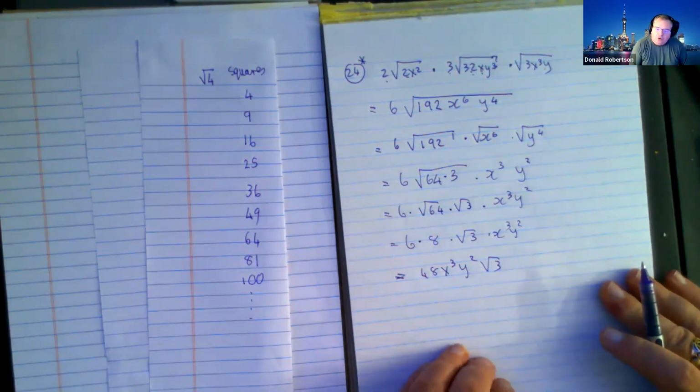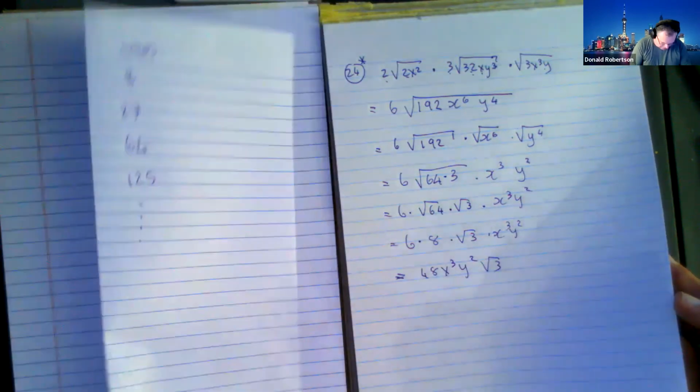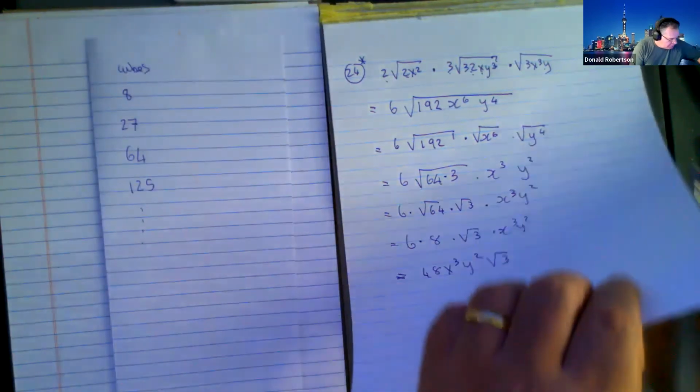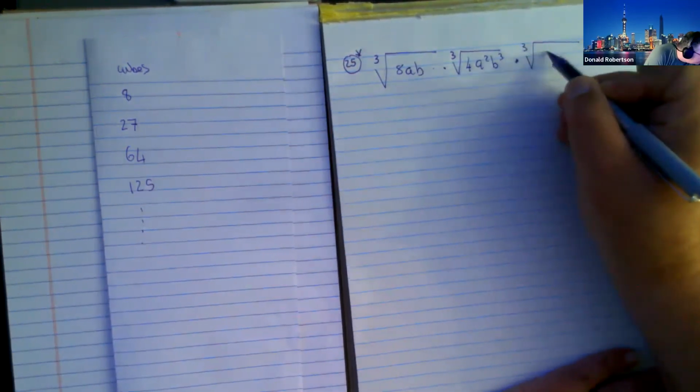And that is combinations of multiplications with square roots. Let's do combinations now involving cube roots. So we know we're going to maybe use some cube numbers. First one of this type is similar to question 25. So it's the cube root of 8ab times the cube root of 4a squared b cubed times the cube root of 9ab to the 4.